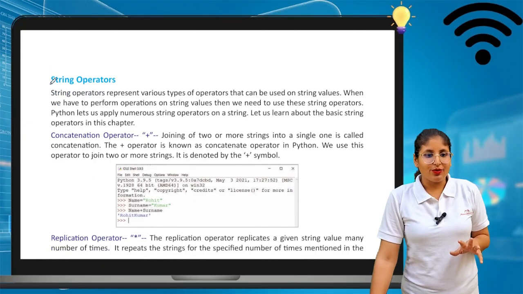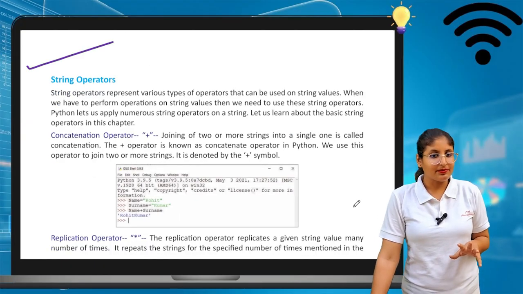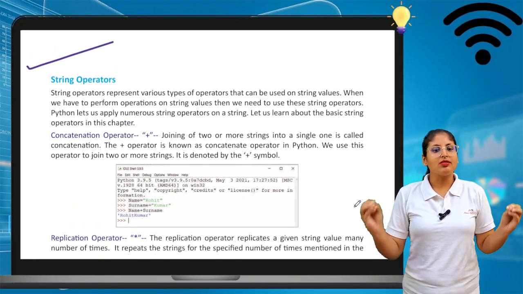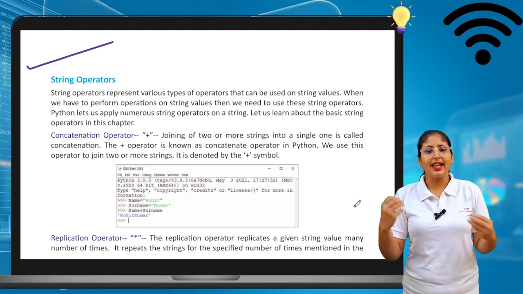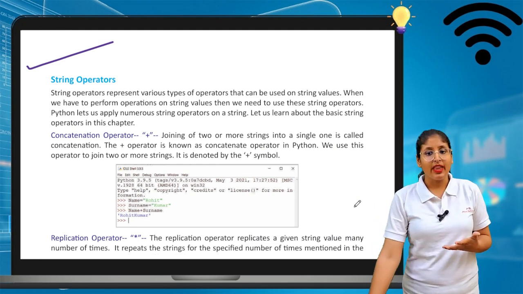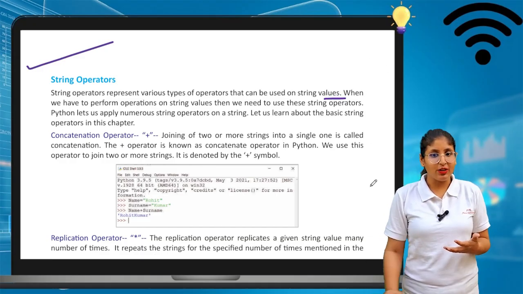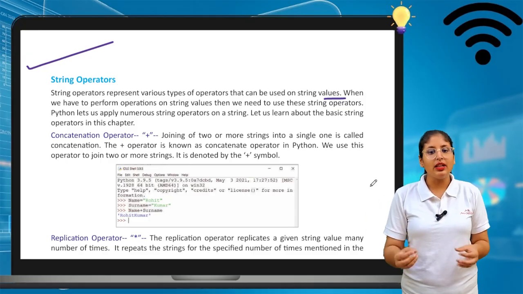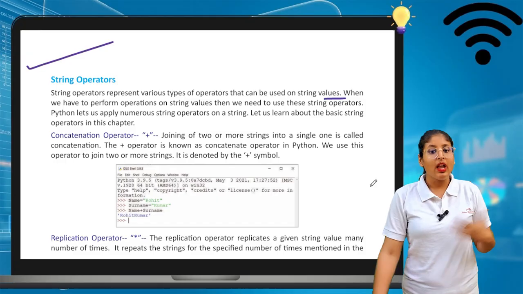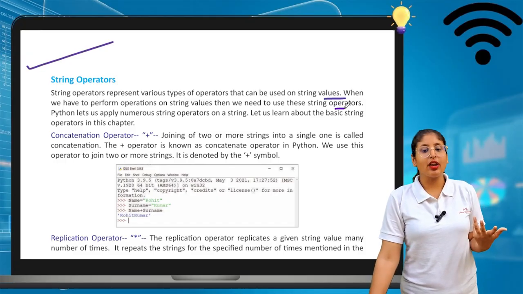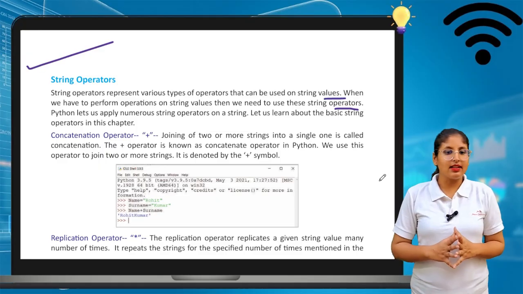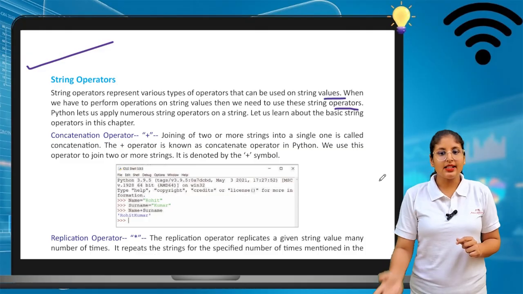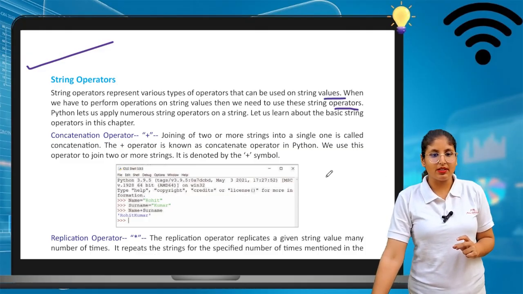Now, my dear learners, we will see string operators. What do string operators do? String operators represent various types of operators that can be used on string values. When we have to perform operations on string values, then we need to use these string operators. Python lets us apply numerous string operators on strings. Let us learn more about the basic string operators in this chapter.